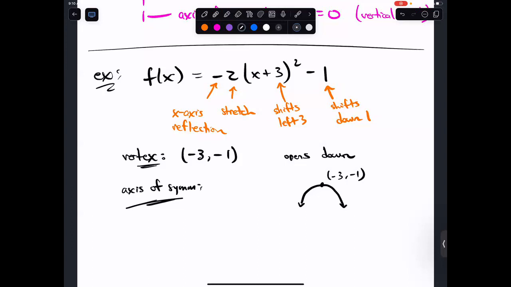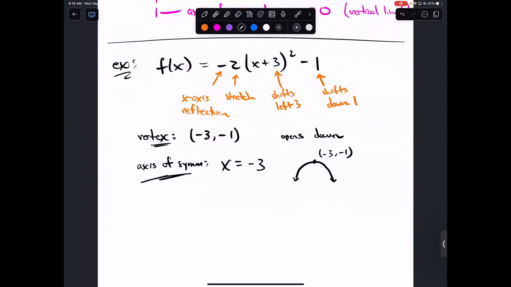It's the vertical line that goes through the vertex. So -3, because it's a vertical line, the equation for it would be x equals -3. Just watch out for that.